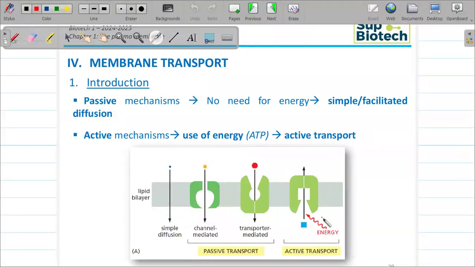But in active transport, the molecules go from lower concentration to higher concentration, against the concentration gradient. So they utilize energy in the form of ATP.